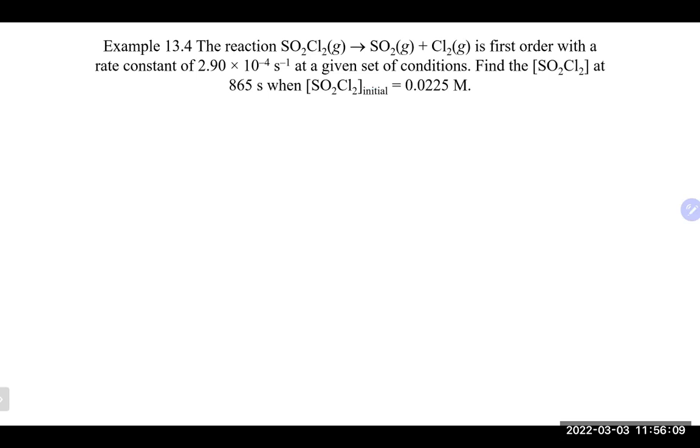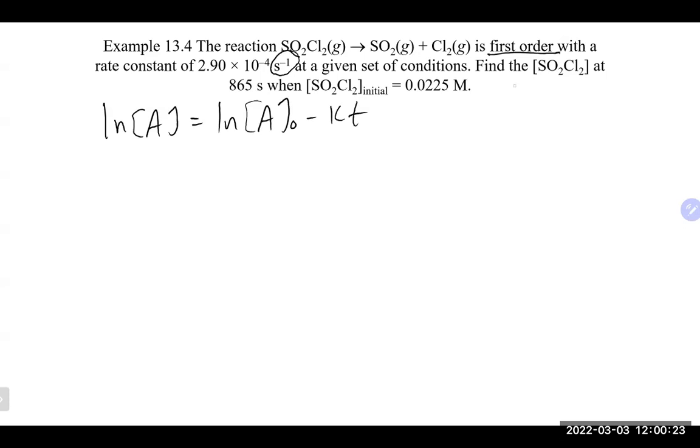All right, so why don't you give this one a go? We have this reaction as first order. We have a rate constant of 2.9 times 10 to the minus 4. Find the concentration at 865 seconds if the initial concentration is 0.0225. Take a few minutes, see what you come up with. Take a look. So again, if they weren't nice enough to tell you that, which they often are not, you can tell that it is first order because of the rate constant units. That will take us to our time versus concentration equation here.